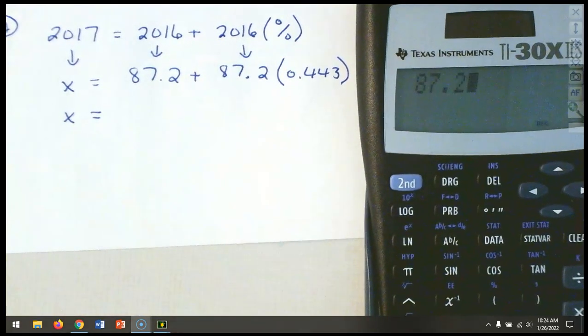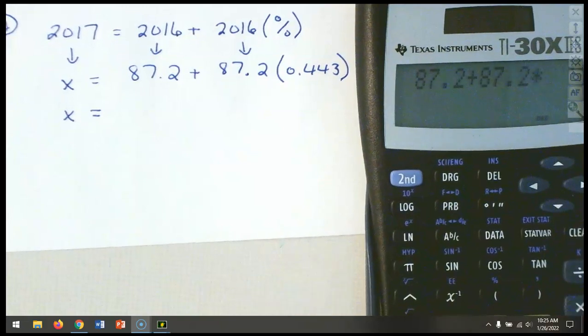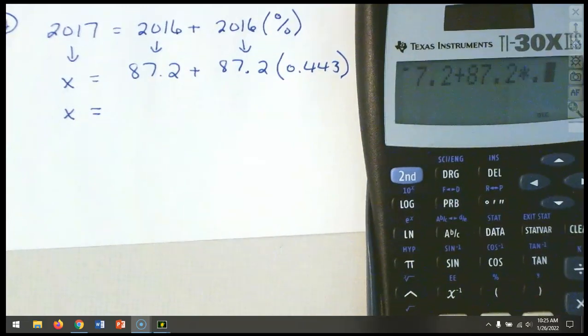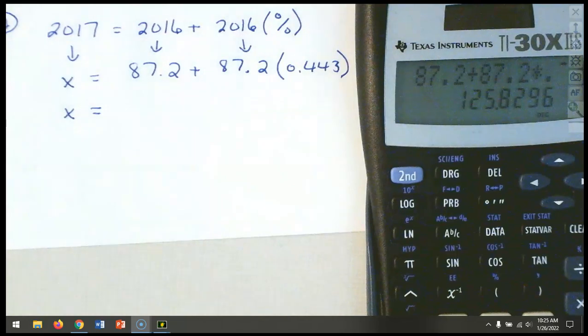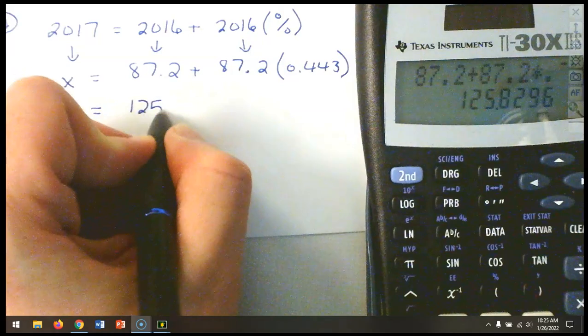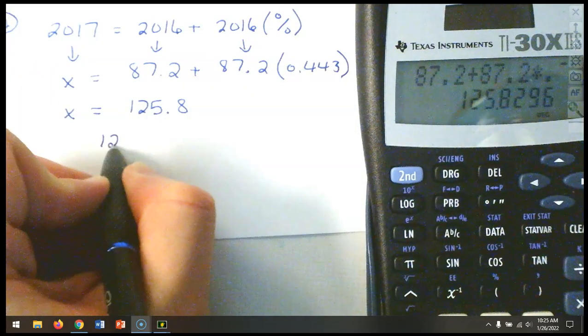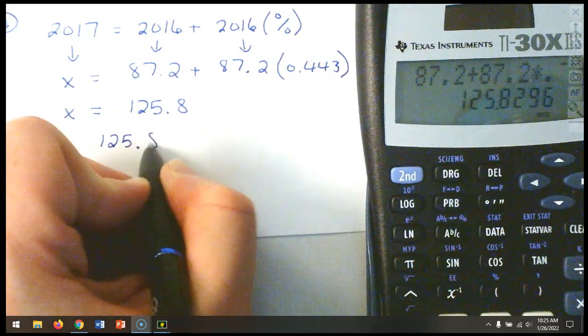So 87.2 plus 87.2 times 0.443. You can do that all at once. And how far does it want us to round? It wants us to round to the nearest tenth of a million. So that's one place. So that's going to come out to be 125 point, if we round, 8. And so our answer would be 125.8 million.